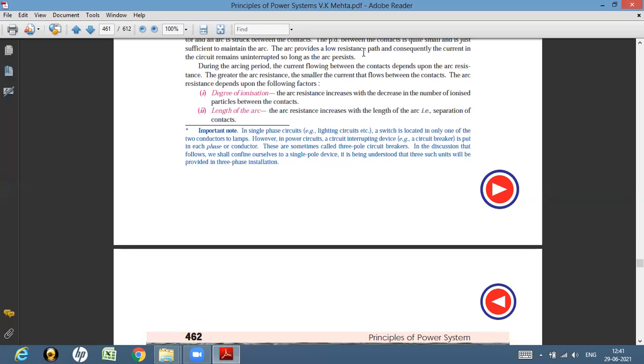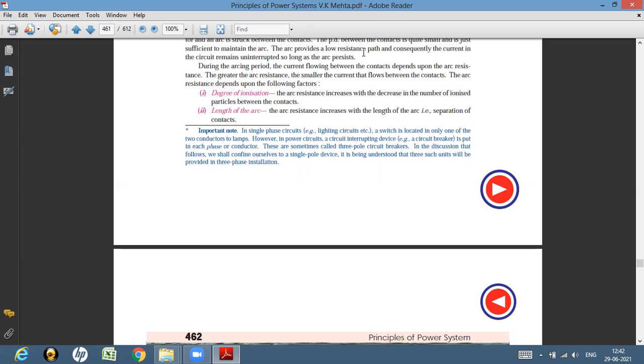Second point, the area of cross section. You know that the area of cross section is inversely proportional to the resistance. That means if you increase the area of cross section of the arc, the resistance will decrease, and when the resistance decreases, the current will start increasing, which is not a favorable condition for a circuit breaker that has to be operated. Because in the case of a circuit breaker, the favorable condition is that whenever the arc is generated between the two contacts, this arc is quenched in the minimum possible shortest time.